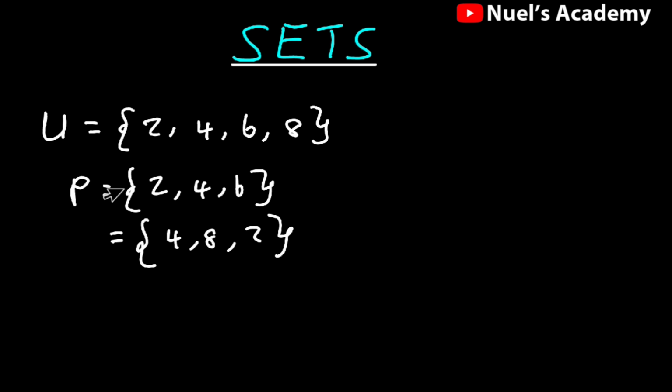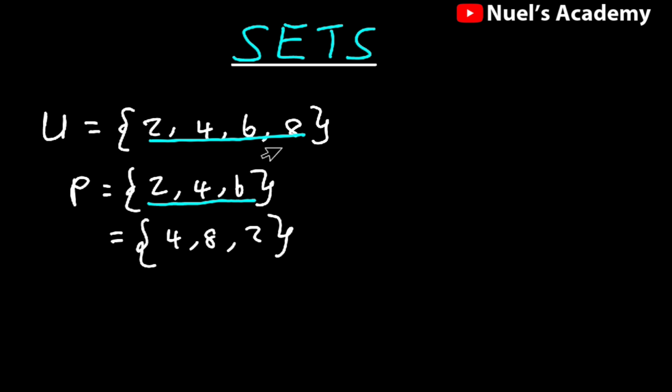For the fact that this P is a subset of this universal set, all the elements it contains must be found in the universal set. So that's what makes P a subset of this universal set.